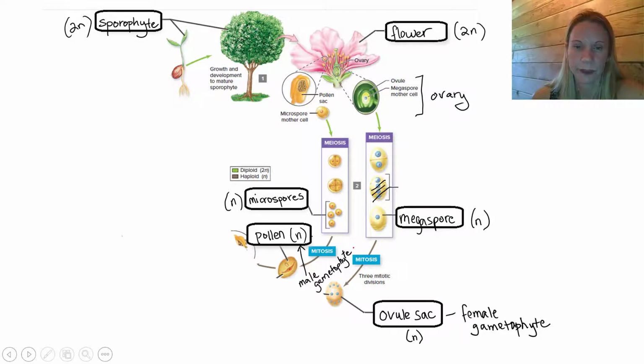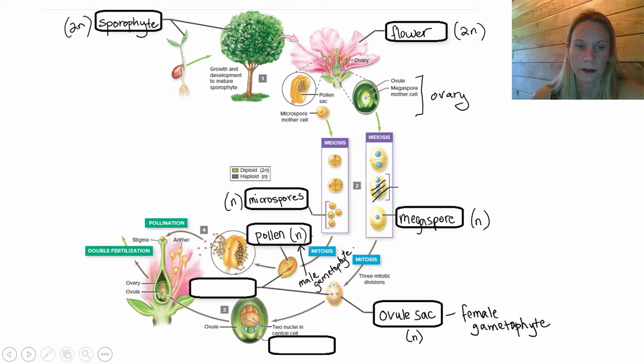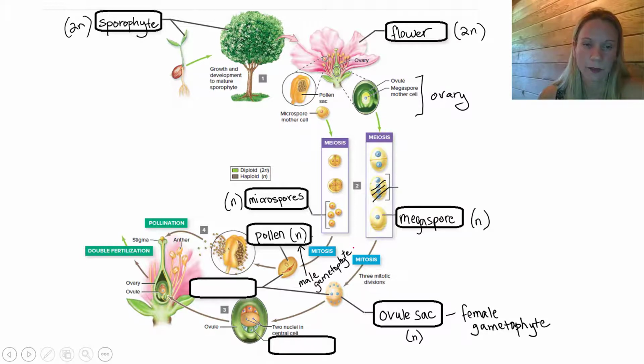Okay, so the ovule sac, also sometimes just referred to as the ovule, has actually, out of those eight nuclei that we see in here, there's only one egg cell.